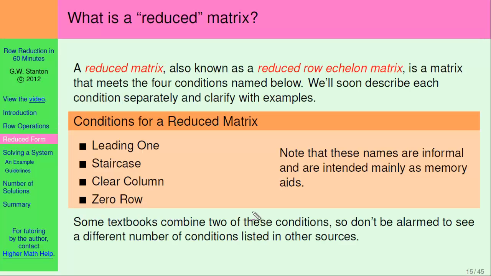A reduced matrix is also known as a reduced row echelon matrix, and it's a matrix that meets 4 separate conditions. I've gone ahead and given each of these conditions an informal name just to help us remember and talk about them. But before we talk about each condition in detail, I just want to mention that some sources might list a different number of conditions. For example, they might combine 2 of them, but that's okay. Their definition is going to be equivalent to ours.